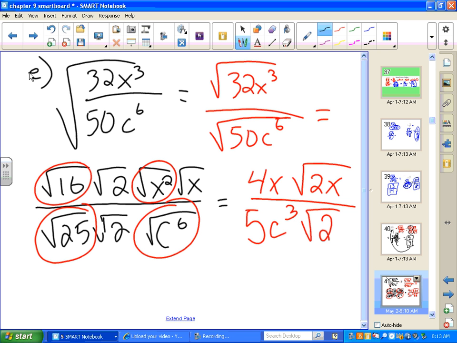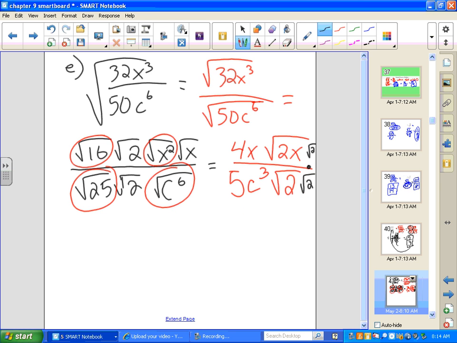Here's why. What's square root of 2 times square root of 2? Alyssa? Square root of 4. What's the square root of 4? 2. So the denominator is 5c cubed times the square root of 4, which is going to turn to 2. If you multiply the top and bottom by the same thing, it's going to cancel the radical in the denominator. I'm going to rewrite the numerator, which is 4x. What is the square root of 2x times the square root of 2? Charles? Good, the square root of 4x, okay?